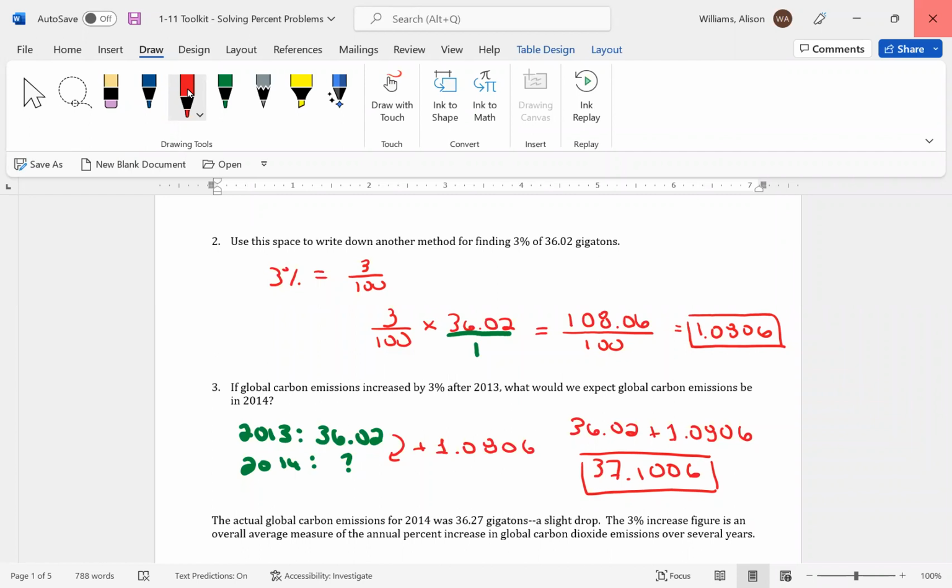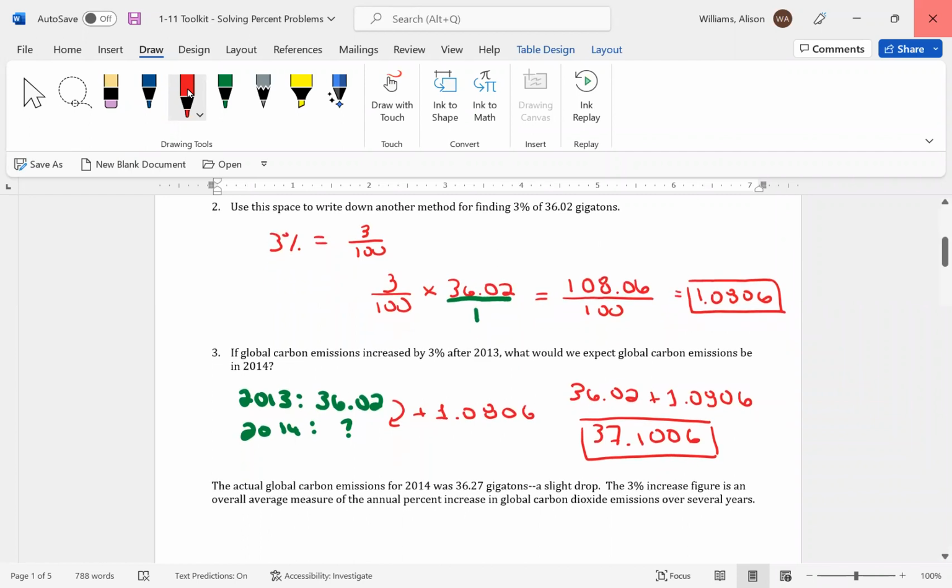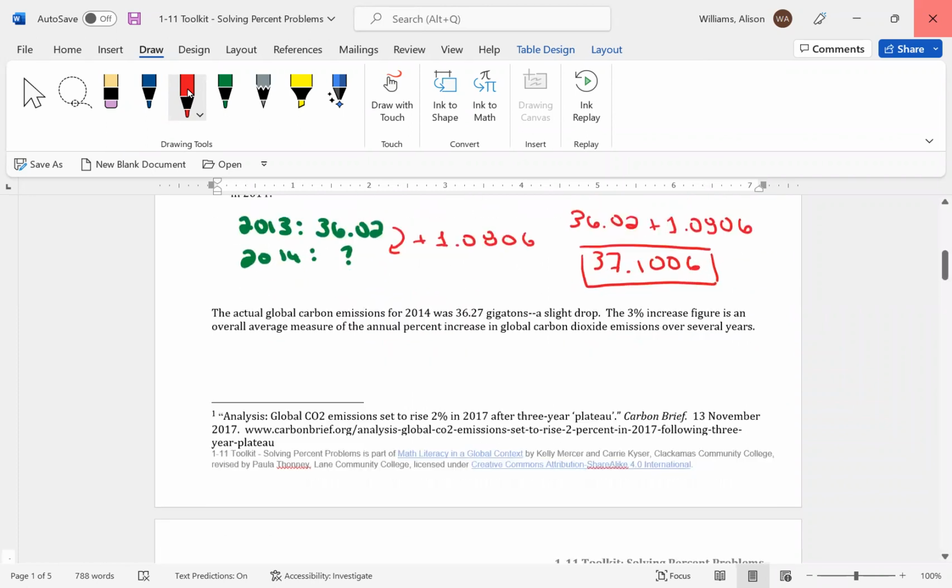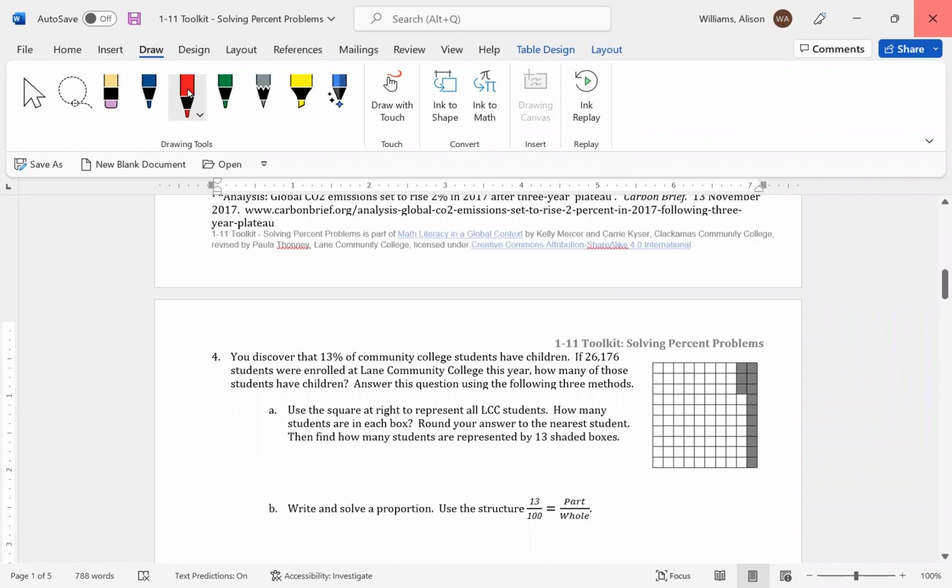All right, and then they actually give us the actual number. In 2014, it was 36.27. So it actually didn't increase a full 3% that year. That's nice. There was a slight drop, but that was the prediction up to that point. Okay, let's look at another example.